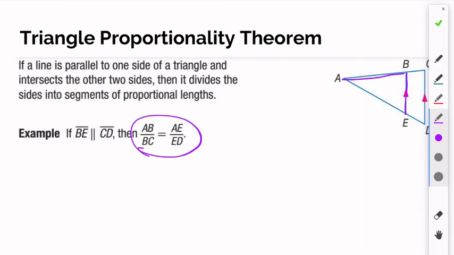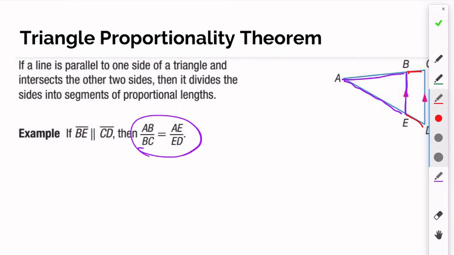So it's going to cut AB over BC. It's cutting that one side of the triangle, which is going to be equal to the others. The proportion is going to be the other side of the triangle. So it's going to be AE, that's the longer side, over the shorter side of the other side of the triangle. So AE over ED.